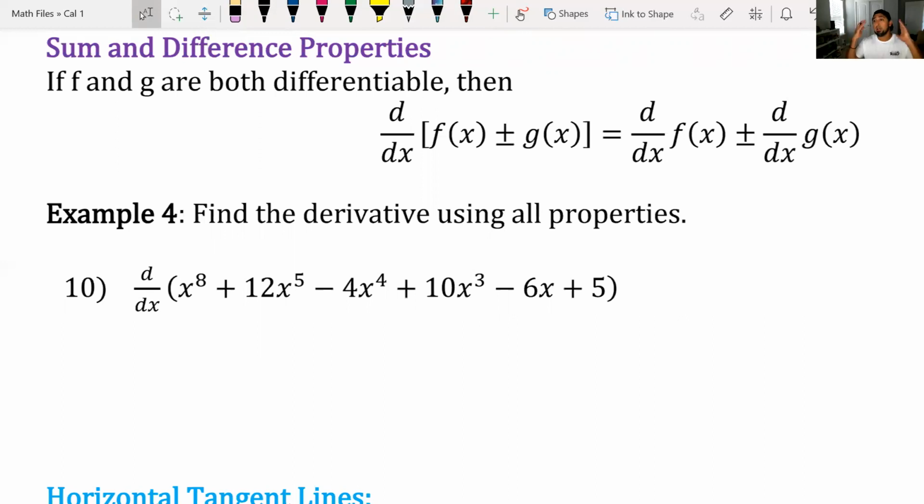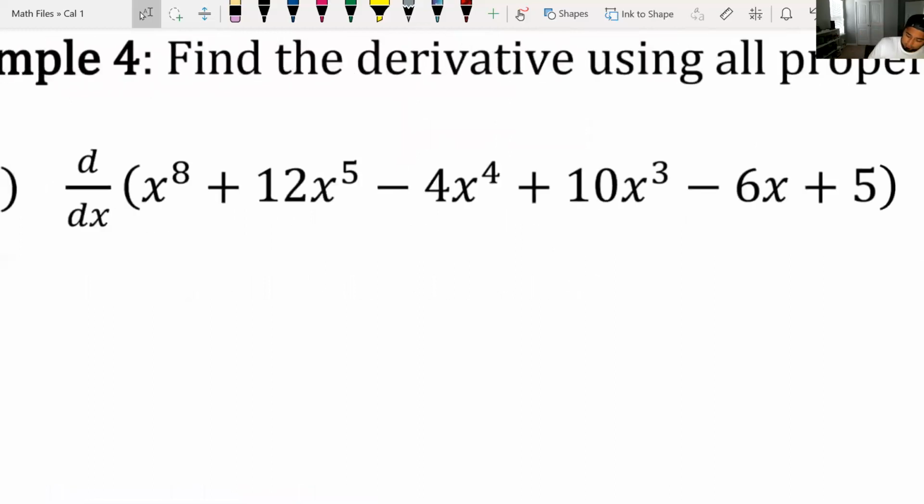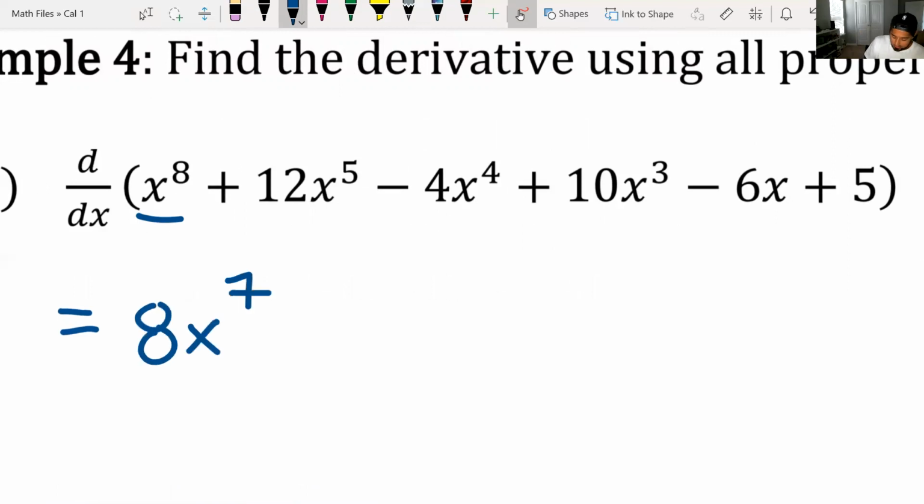Example 4. So we should be veterans by now of the power rule. So let's just go ahead and take the derivative of this expression head on. No moving a constant or coefficient out. Let's just do it. Let's start with the derivative of x to the 8th. The derivative of x to the 8th is 8x to the 7th. Let's then do the derivative of 12x to the 5th.